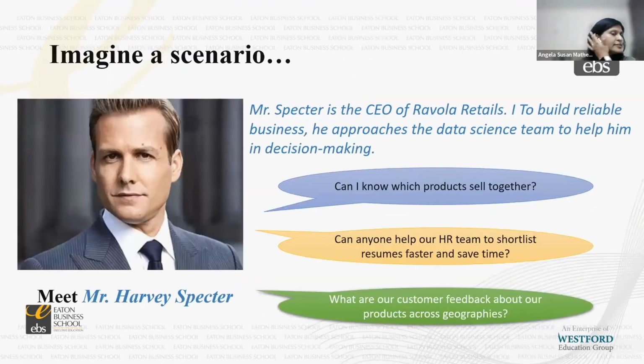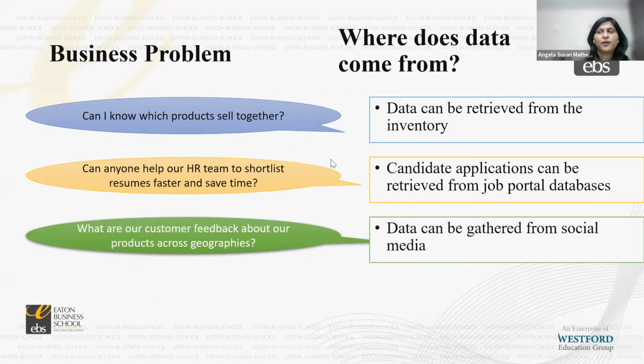Specter has three questions. And one of the first things you will need to do as an organization is decide where your data will come from. For the first question, which are the products that will sell together? Like Usama Qasim's answer here, data can be retrieved from the inventory, because your transactions are going to tell you a whole lot of stories. That's what Walmart did. They looked at the transaction history and they were able to say what people bought when there was a hurricane warning.